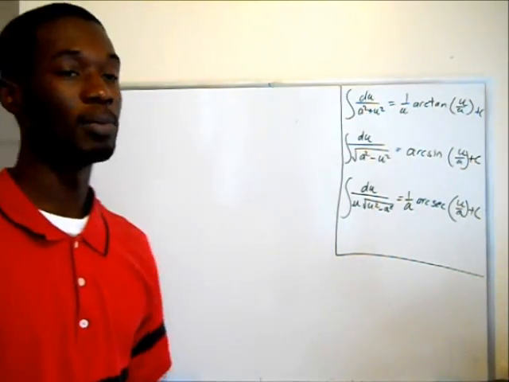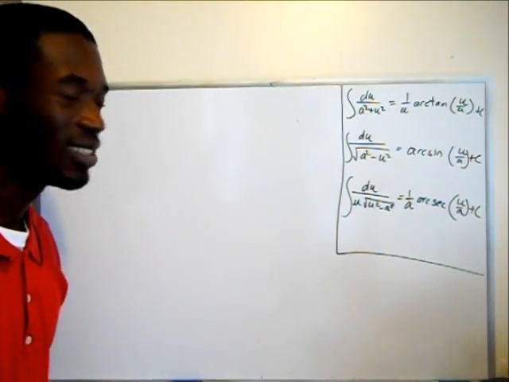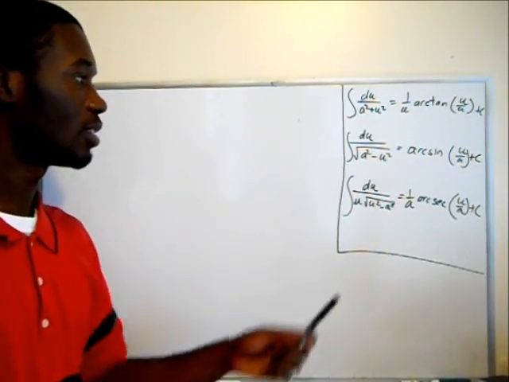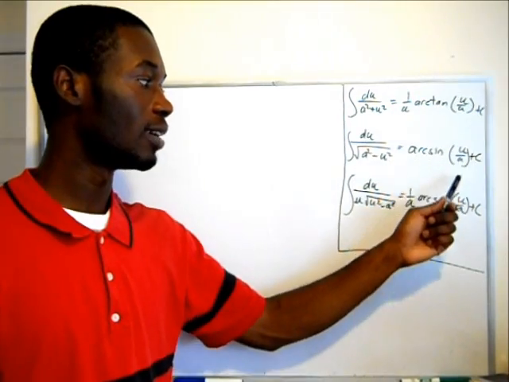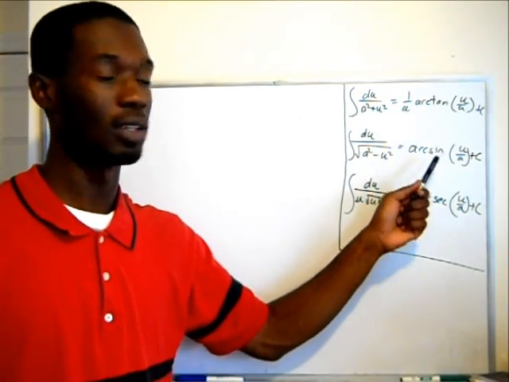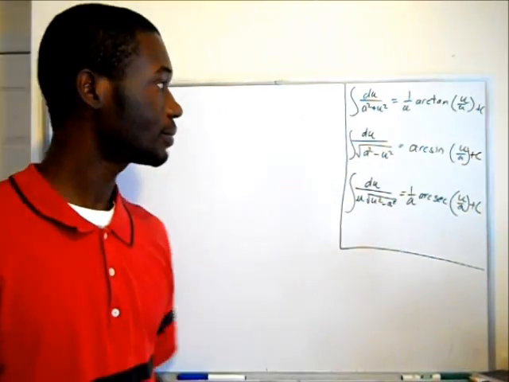Now these are something you should memorize. And with memorizing, I do different tricks to memorize. First of all, they all have u over a as the argument of the inverse trig. That's the first thing to remember.